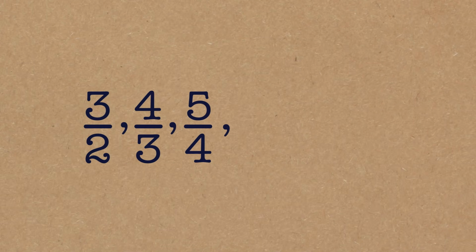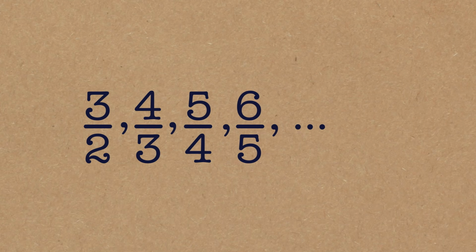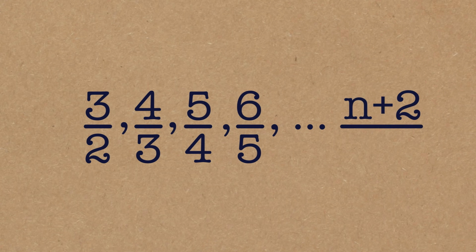So suppose I have 3/2, 4/3, 5/4, 6/5, and it's going to continue. So we're adding 1 to each of the numerators, numbers on top. We're adding 1 to each number on the bottom. So the nth term, if we would pick a certain point in the sequence, what does the nth term look like at that position? It's going to be n plus 2 over n plus 1.